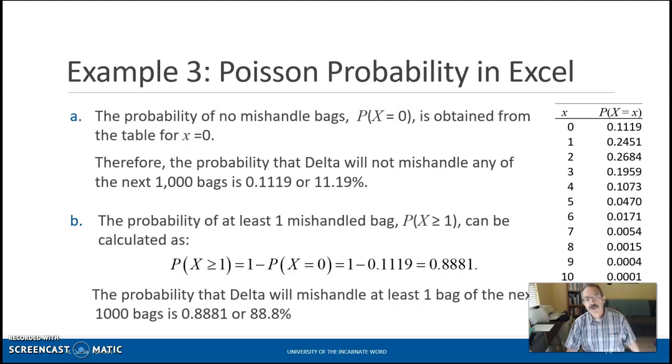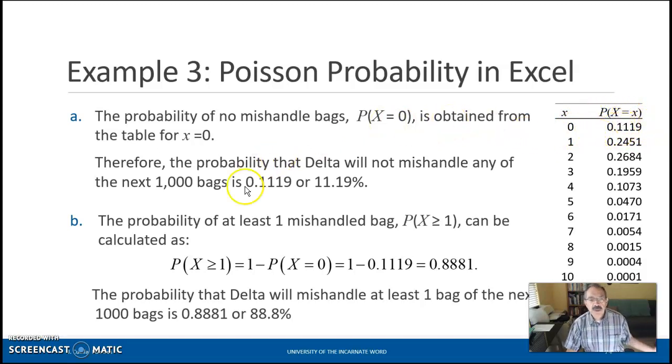For example, the first question here asks, what is the probability of no mishandled bags? In other words, what is the probability that the random variable is equal to 0? Well, that one is right here. So X is 0, and this is the probability that the random variable is equal to 0.